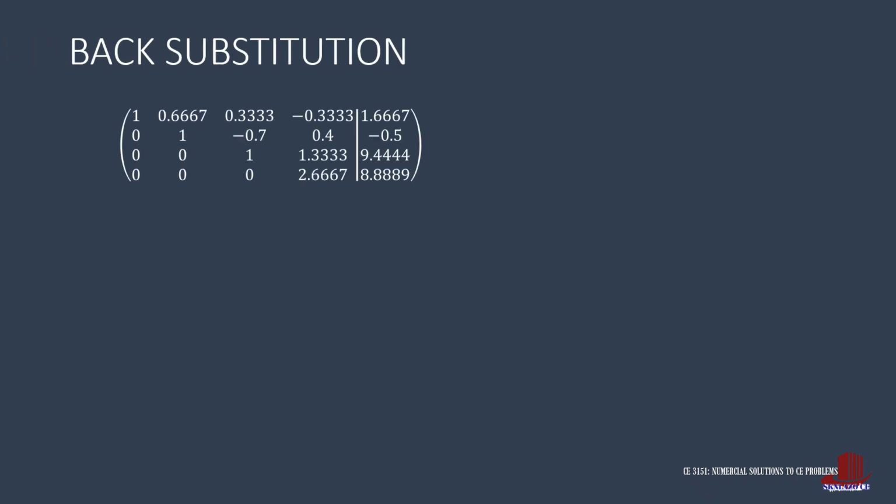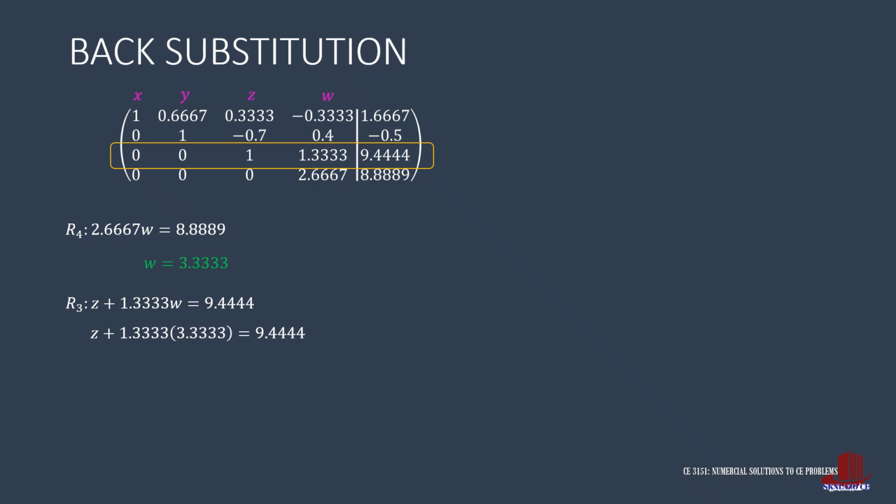With the completion of the matrix, we employ algebra to solve for the variables x, y, z, and w. Starting from the bottom, we take 2 and 2/3 of W as 8.8889, where W is 3 and 1/3. The third row also has the equation Z plus 1 and a third of W as equal to 9.4444. Replace W by 3 and a third and isolate Z to have 9.4444 less 1 and a third of 3.3333. Z is then simplified as 5.